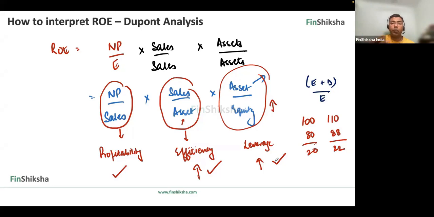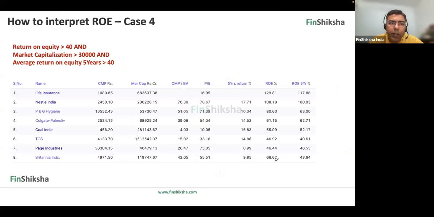In HUL's case, we just saw what happened, which brings me to the fourth point. This is obviously one element around it. But if you go to this website, Screener, you can run screens on a particular set of parameters. So I ran a screen, right? I said return on equity should be more than 40%. Average ROE for 5 years should be greater than 40%. So today also more than 40%, and average across 5 years also more than 40%. And market capitalization greater than 30,000 crores. So large companies. You run this, you'll get this list.